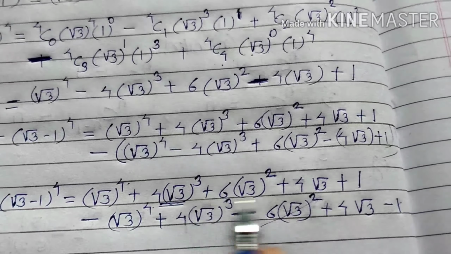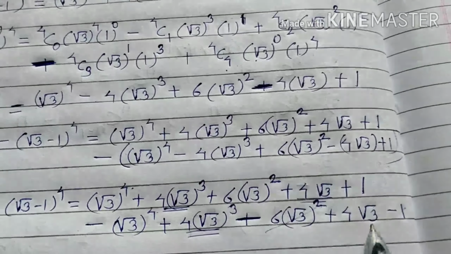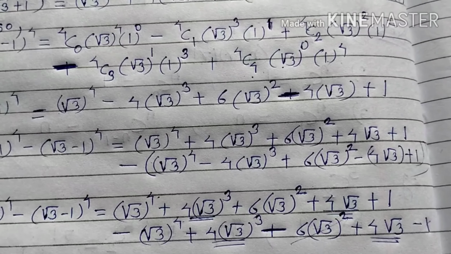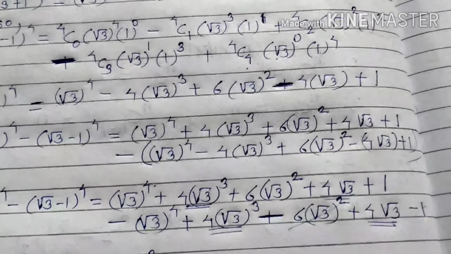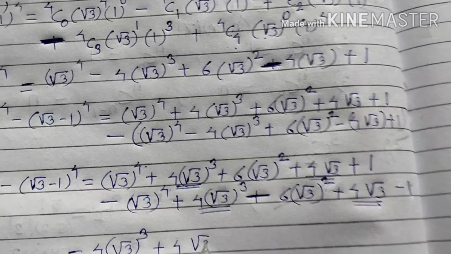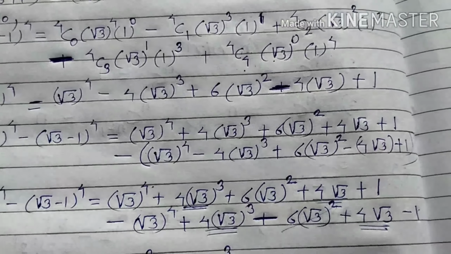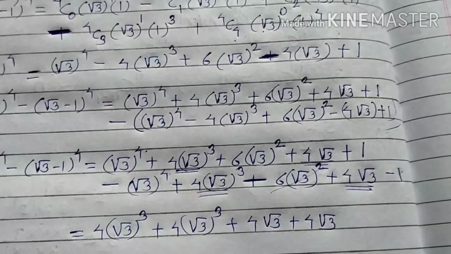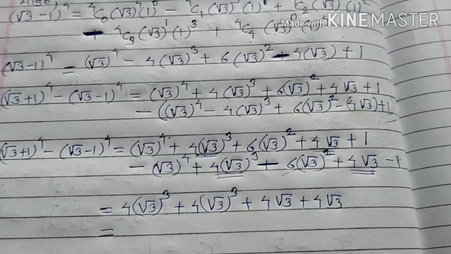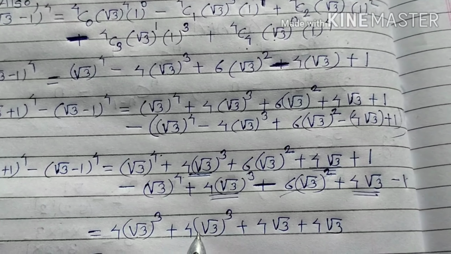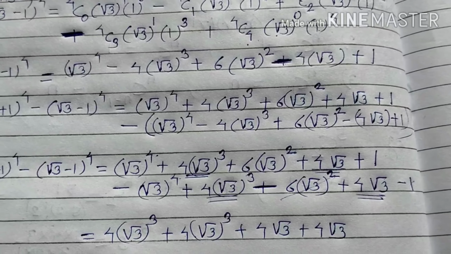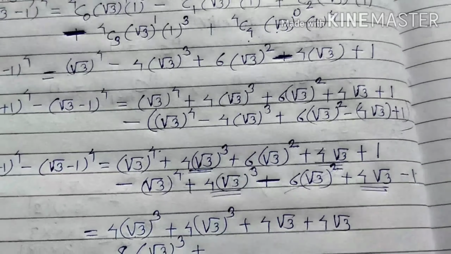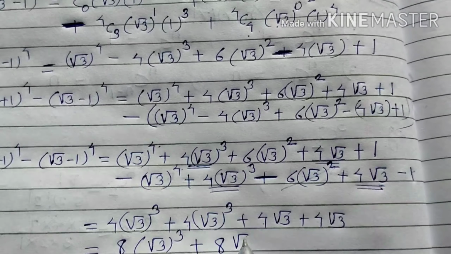So here only those 4 terms remain. Okay, so 4 (√3)^3 plus 4 (√3)^3 plus 4 √3 plus 4 √3. So it is 8 (√3)^3 plus 8 √3.